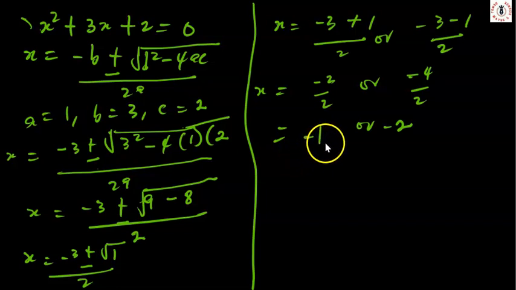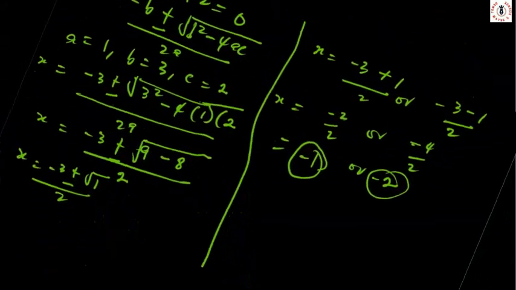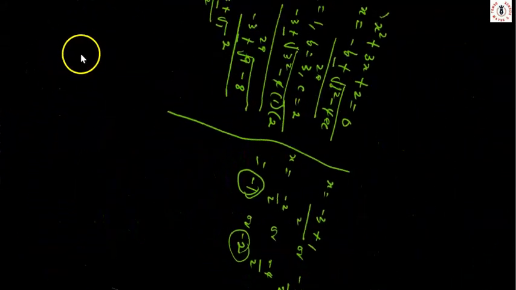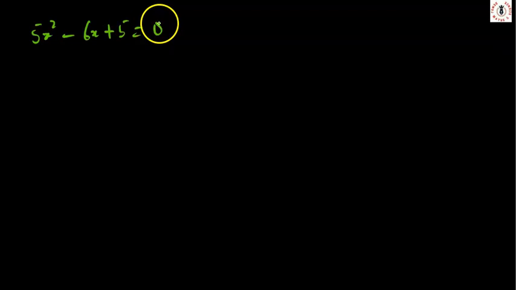Now, if you look at these figures carefully, these are all real numbers. But let's take another example. If we have this equation that says 5x squared minus 6x plus 5 is equal to 0.